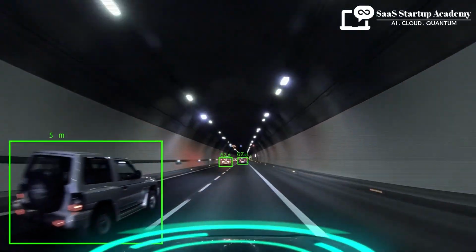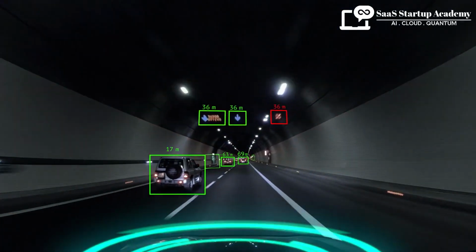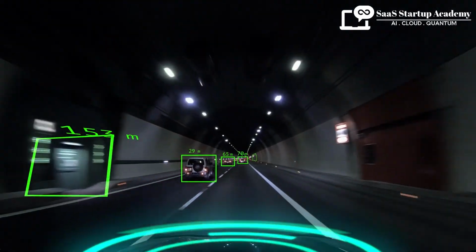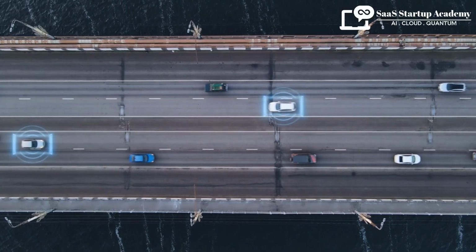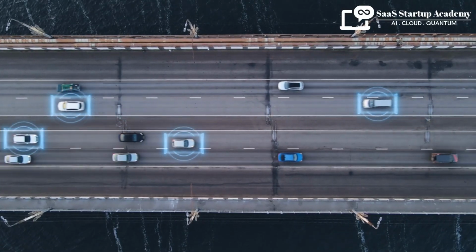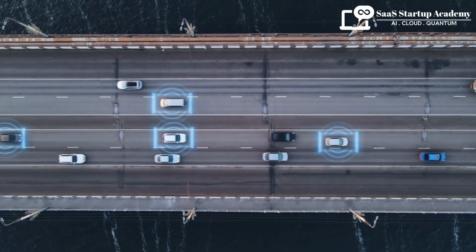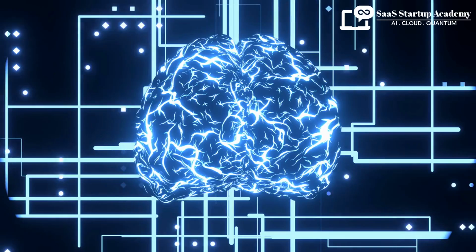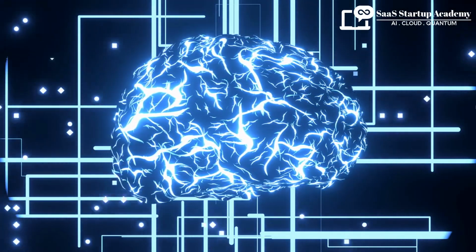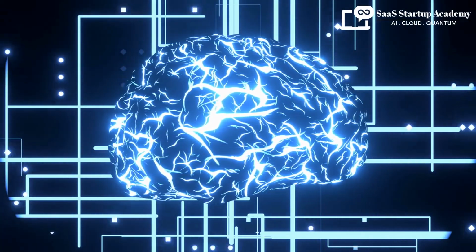Decision-making. Machine learning enables autonomous vehicles to make decisions based on their perception and navigation inputs. For example, the vehicle must decide when to change lanes, merge into traffic, or stop at a pedestrian crossing. Reinforcement learning is often used to train these decision-making algorithms.